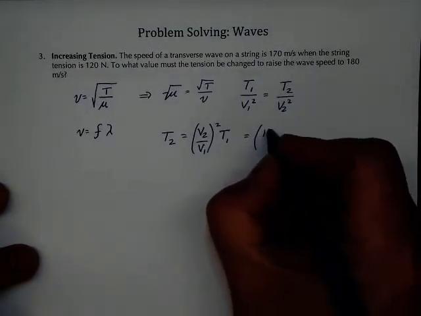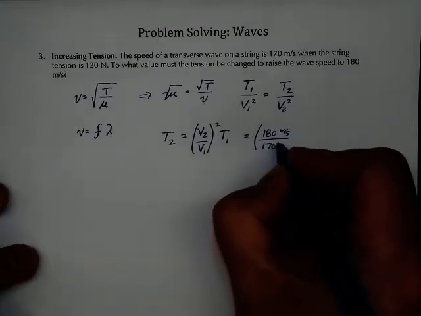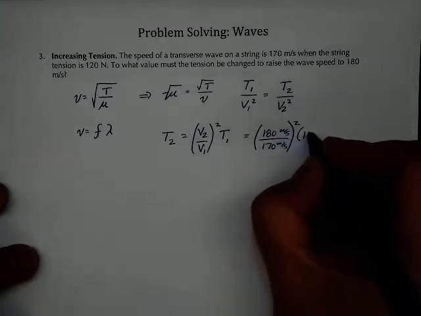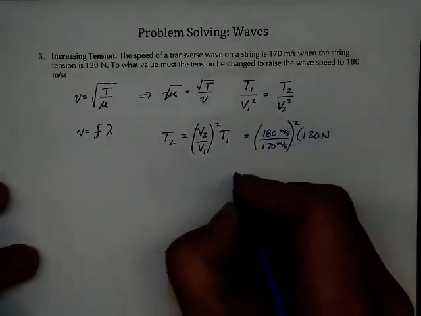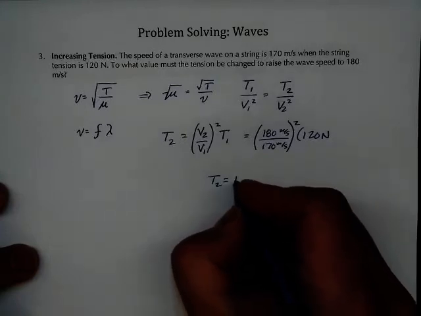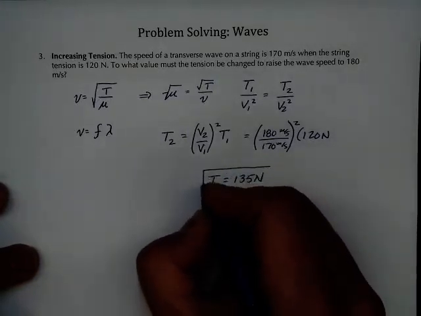If we plug in 180 meters per second over 170 meters per second squared times the 120 newtons, we find that the tension has to be increased to about 135 newtons in the string.